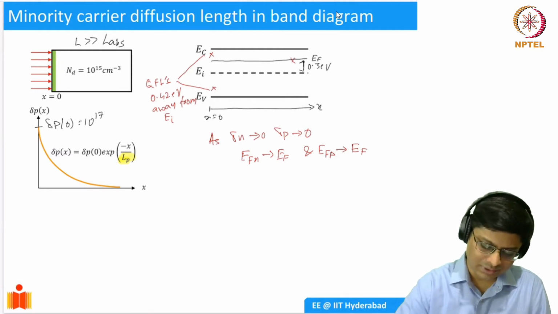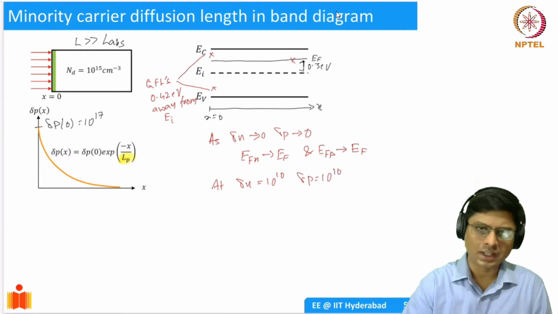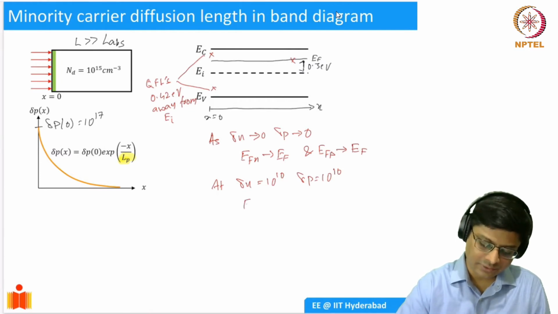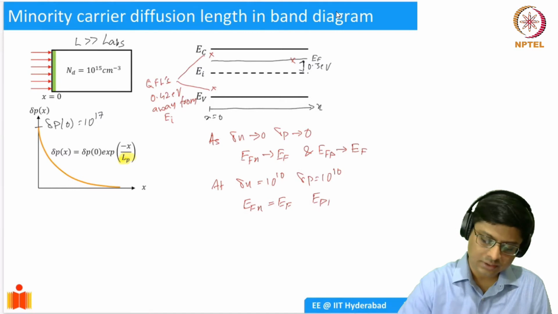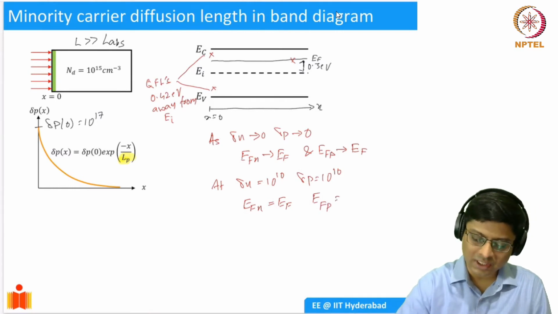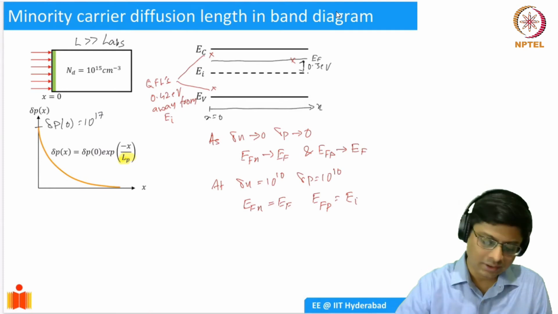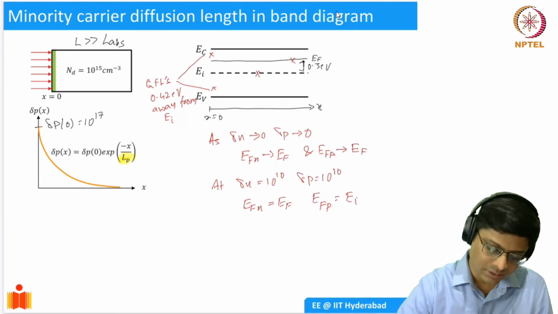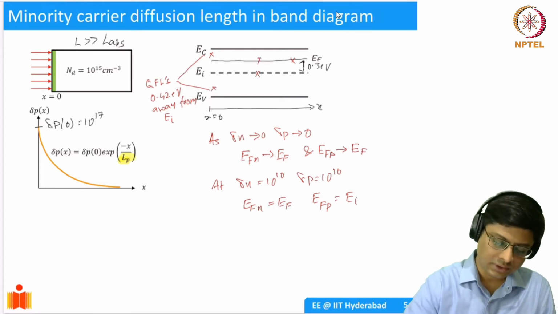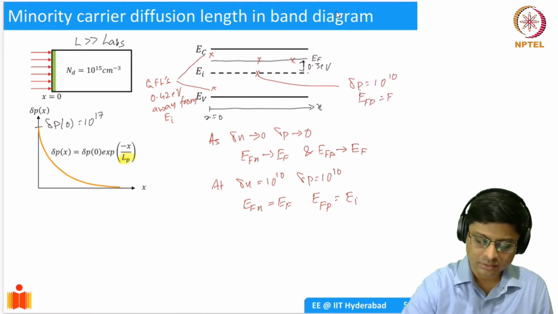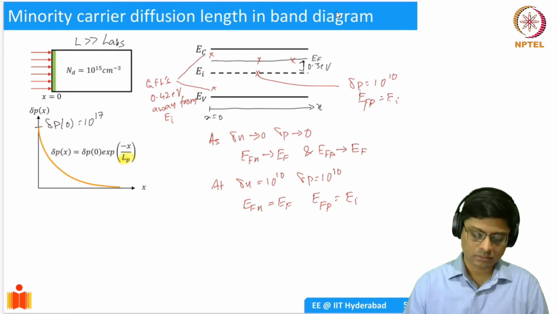Let's take just one more case at some x, where delta N equals 10 power 10 and delta P equals 10 power 10. Because delta P is reducing exponentially, at some x you'll have this situation. What will happen? At this point, EFN is going to be equal to EF, but EFP is equal to EI, because 10 power 10 is the intrinsic carrier density. So the quasi Fermi level for holes has to be at EI. This is at delta P equal to 10 power 10, EFP equal to EI. Please verify these things.